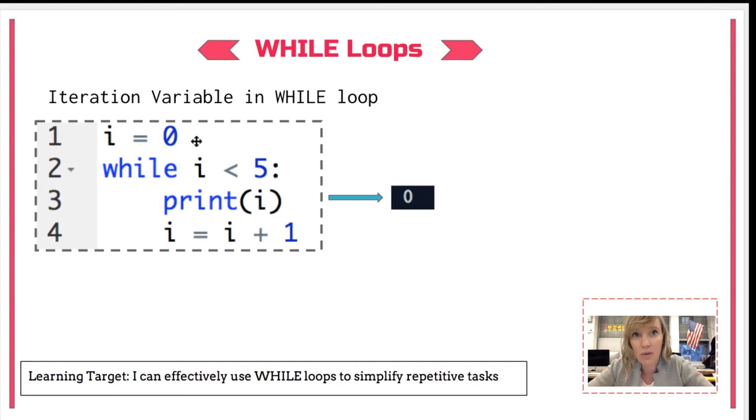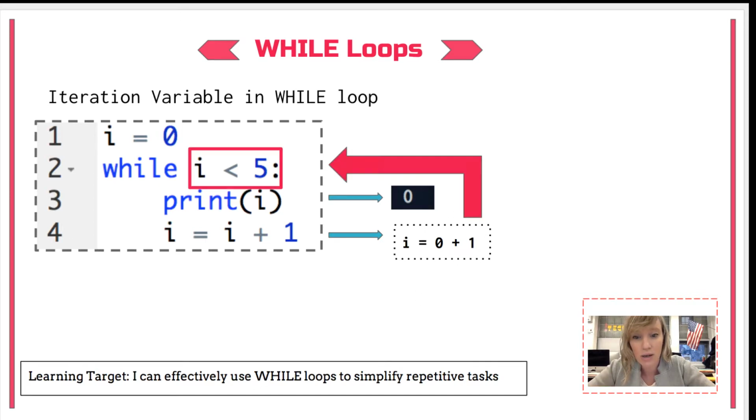Unlike the iteration variable in the for loop, I have to define the iteration variable before I start the while loop. So here I said i is equal to 0. That gives me a little bit more freedom because it doesn't always start at 0 like the for loop. So I can tell it whatever I want the variable to be equal to. And then at line 2, it checks 0 is less than 5. Since it is, it will run line 3. So it'll print out 0. Then line 4 takes what the current value of i is, adds 1 to it, and changes it by 1 each time through the loop.